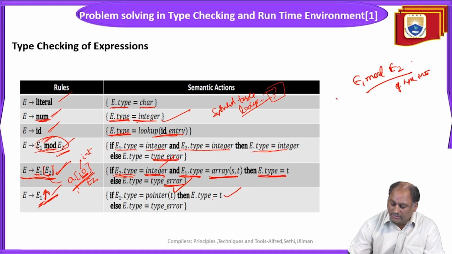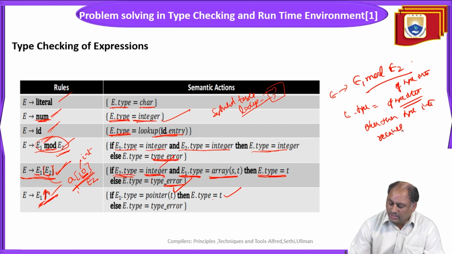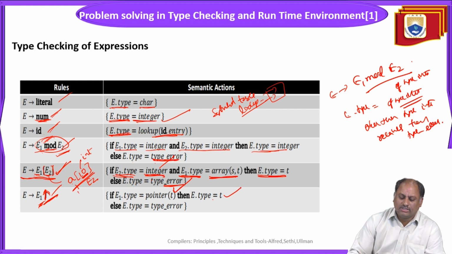Then the E.type. Why? Because E derives E1 mod E2. Then E.type is also expected to be of type integer only. Suppose any deviation occurs, and a type other than integer is received, then this returns error, type_error. Else it returns the corresponding integer type.